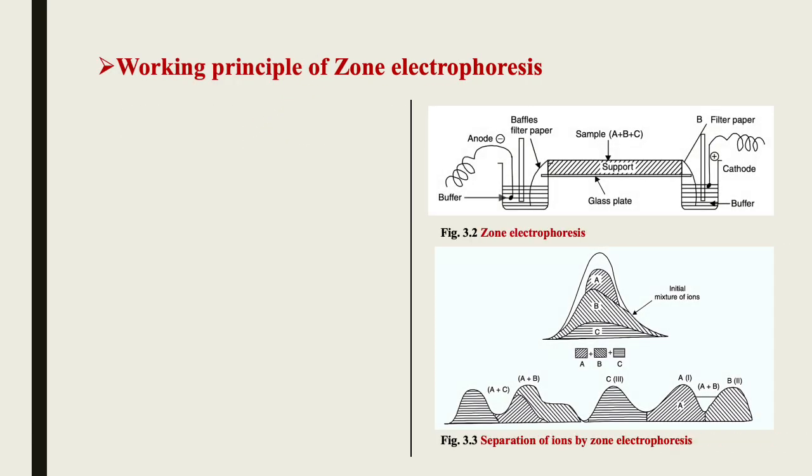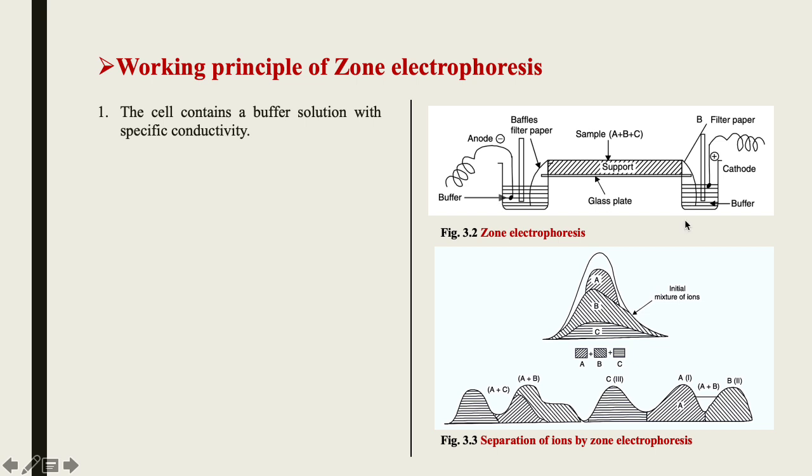Now we will see zone electrophoresis. This is the figure of zone electrophoresis. Here you will see one glass plate. On top of that you will have the support, where your samples A, B, C will be loaded, and this is the buffer-soaked filter paper.